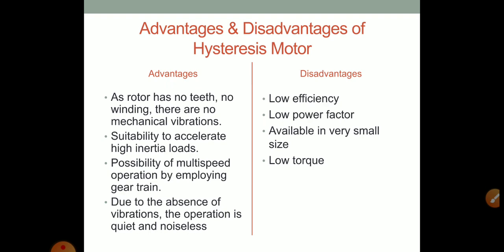Now the disadvantages of the hysteresis motor. Its efficiency is very low. Obviously its efficiency remains low because hysteresis loss is very high in the case of a hysteresis motor. Low power factor, available in very small size, and low torque.